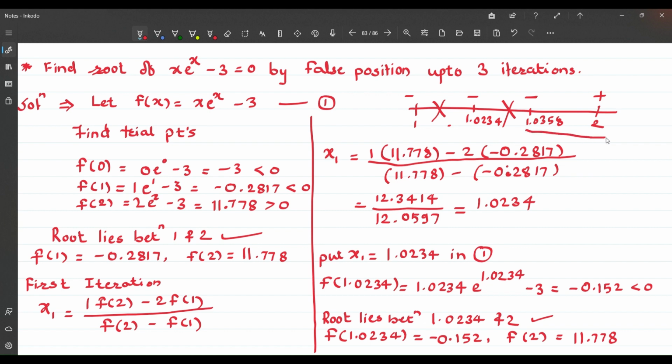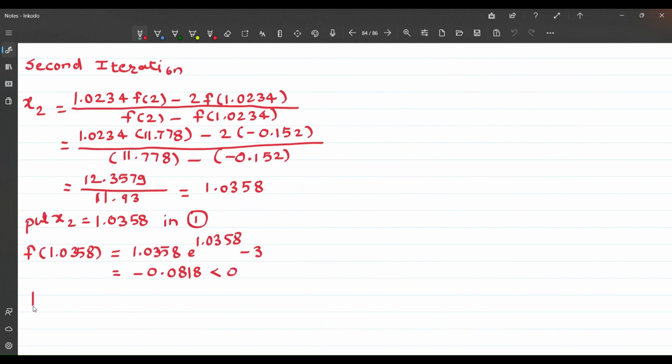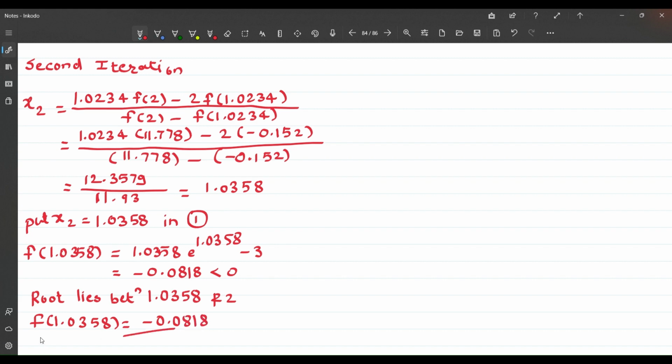So our new interval is 1.0358 and 2. So I will write here that the root lies between 1.0358 and 2. So f of 1.0358 is minus 0.0818, and for f of 2, you can see here f of 2 is 11.778.